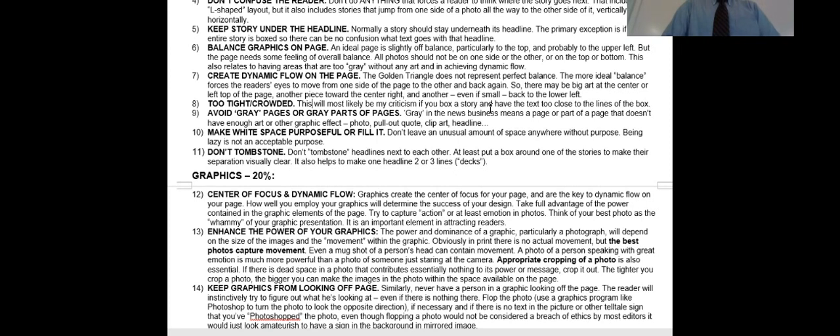So there are different things you can do, put in subheadlines, different things to do to fill the spot, but you do not leave a big blank box. That you don't do. So fill the space unless it's very purposely left white space. It has to make good design. And finally, don't tombstone.